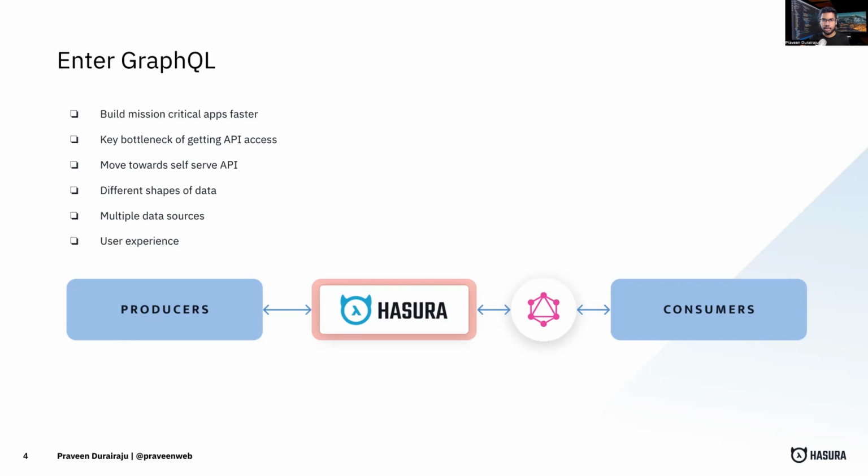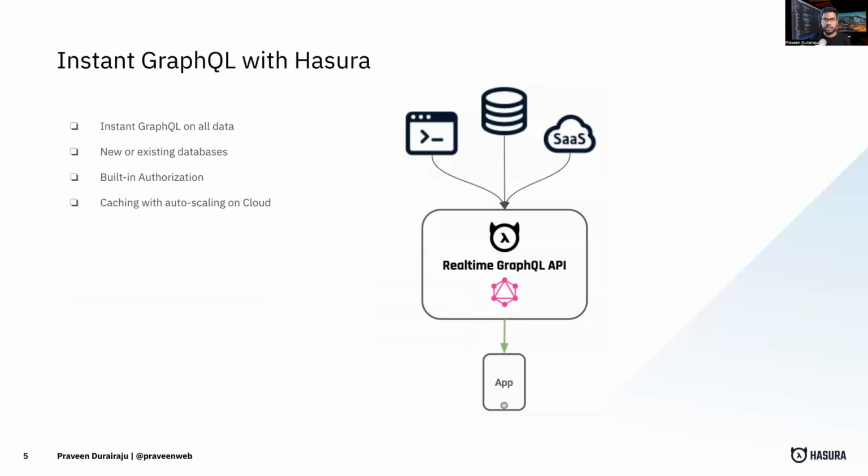And GraphQL is not easy to build on the server side, so Hasura basically comes in by automating a lot of these processes where you get instant CRUD APIs on top of all the data sources, right? So let's look at what Hasura brings to the table. Hasura gives you instant GraphQL on all of your data, whether it is a new database or an existing database. So you can have an existing Postgres with the data, and you can just connect Hasura and then quickly get API access, right, for your CRUD operations.